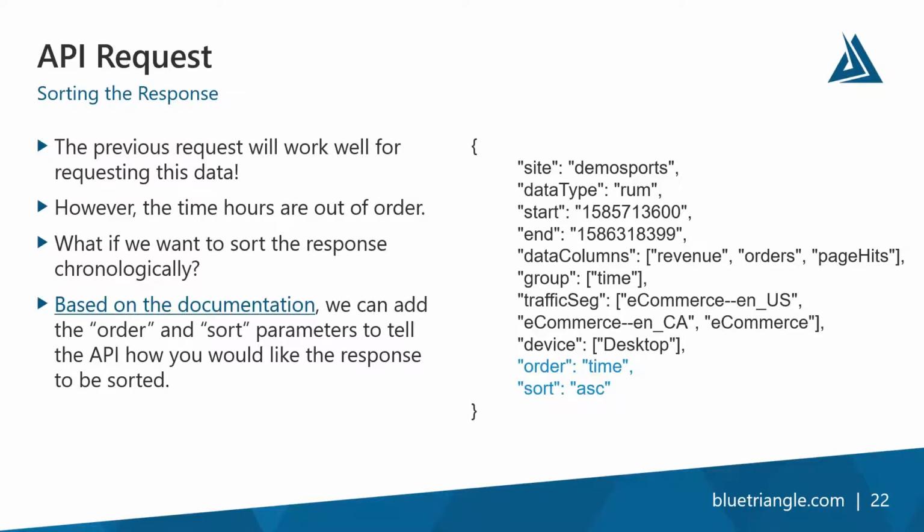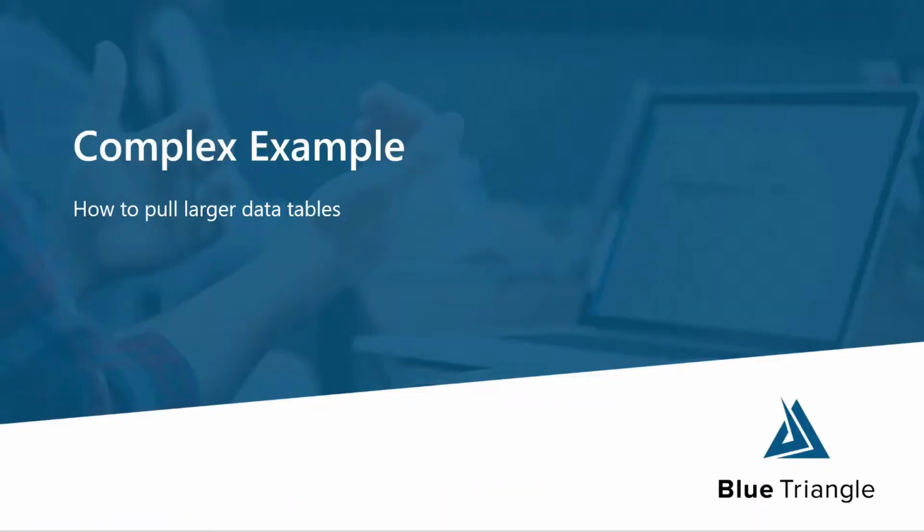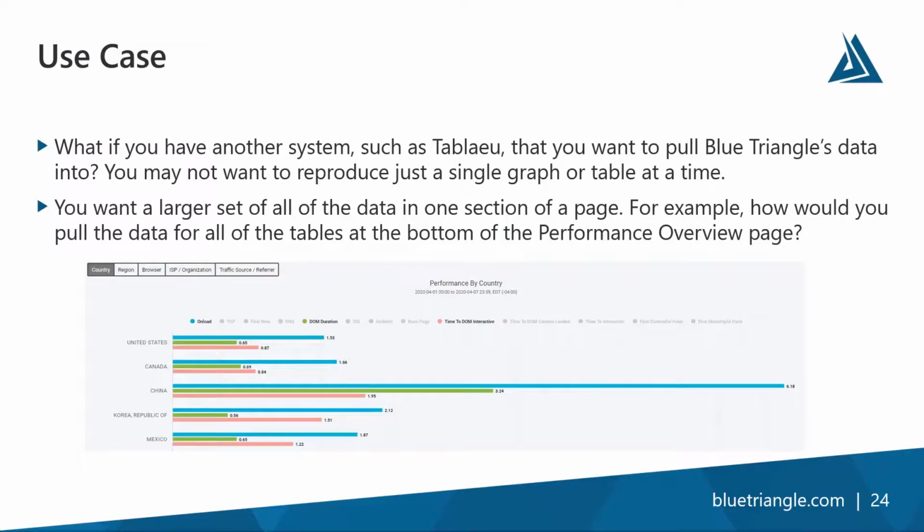So now let's talk about a more complex example. We put together an example here, and here is the use case. You have another system, for example Tableau, and you want to pull Blue Triangle's data into that. There's a lot of data you want to bring in, and you really don't want to create 12 different API calls, pulling these things one graph or table at a time.